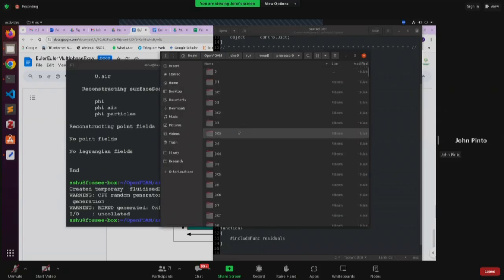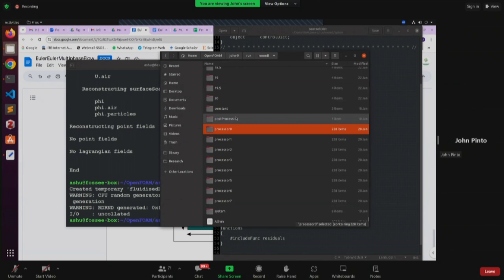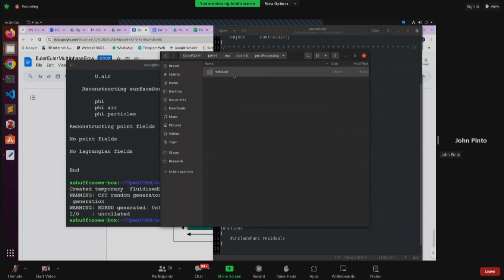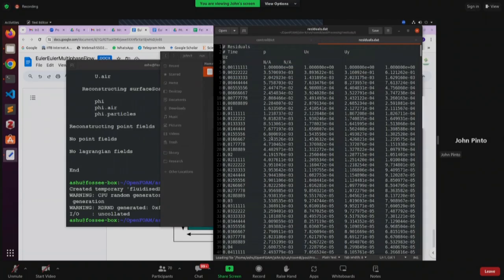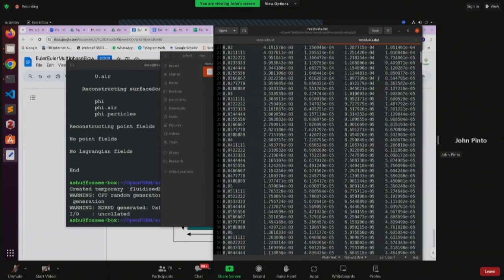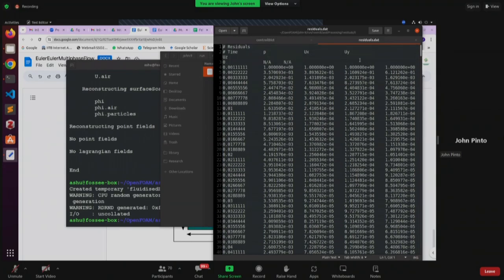When you're solving, it will create a folder called postProcessing. Now I've added residuals, so a folder named residuals will be there. If you open that, a DAT file will be there and it will write all those data. Then you can copy this data and plot it, or you can use foamMonitor that we have demonstrated. So this is pretty straightforward. This is a good way of doing it.